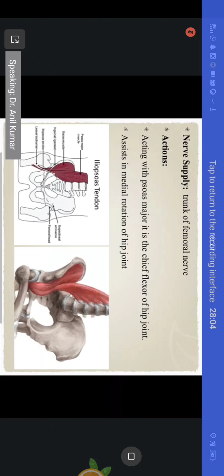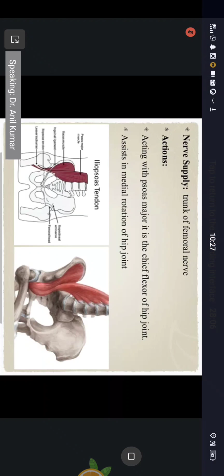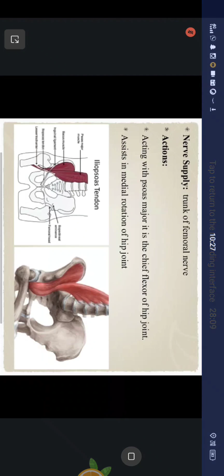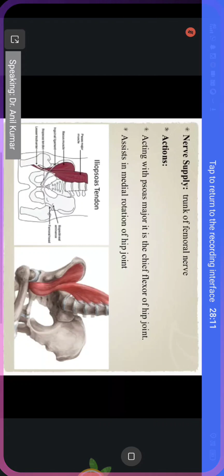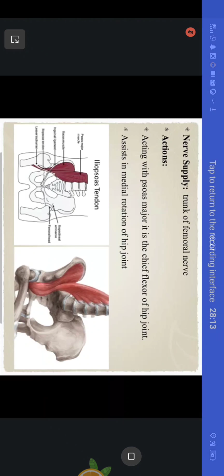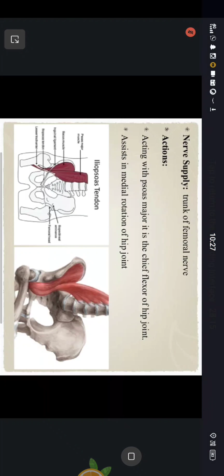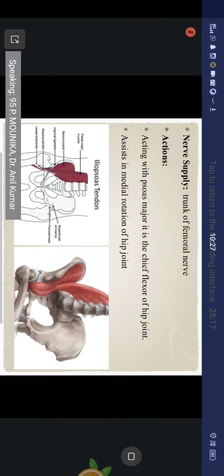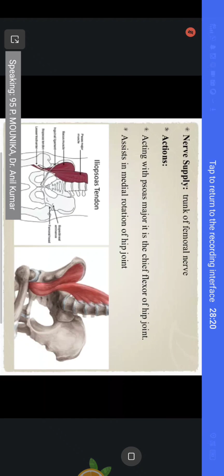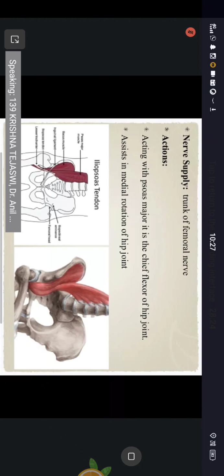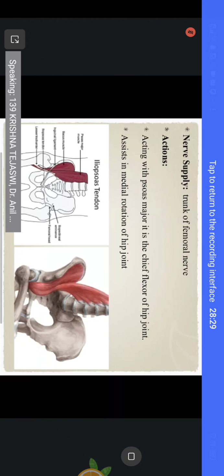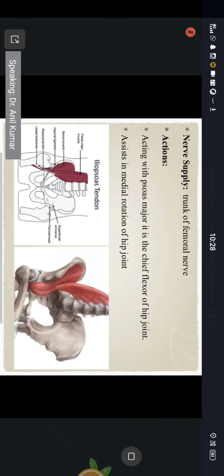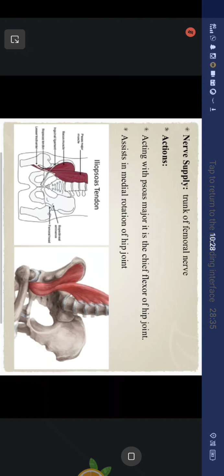Now, coming to the floor. How is the floor formed? The floor is formed mainly by four muscles, medially two and laterally two. What are the medial two muscles? Adductor longus and pectineus. Lateral two? Psoas major and iliacus. So these are the boundaries of the femoral triangle, and I have explained the muscles also.